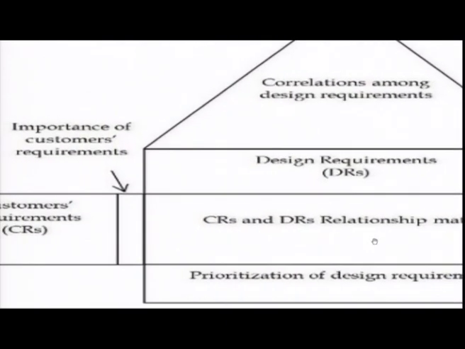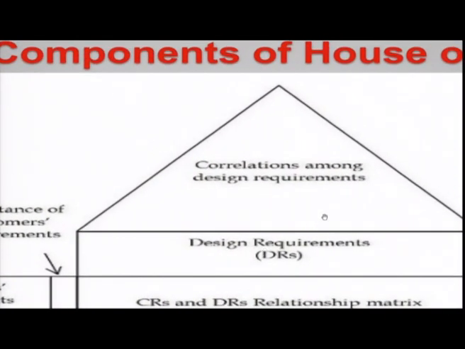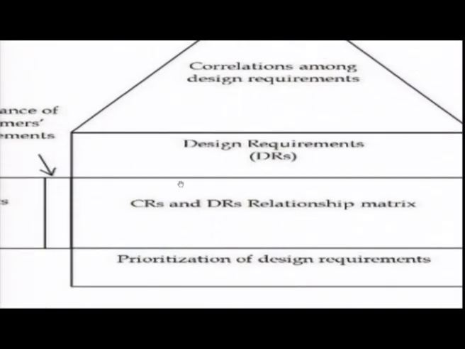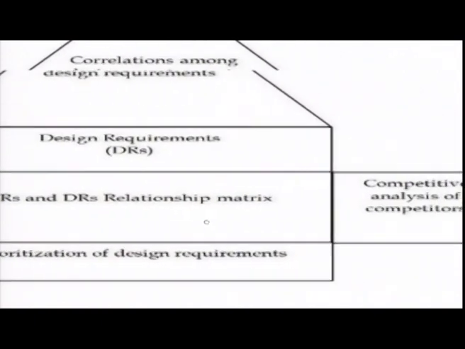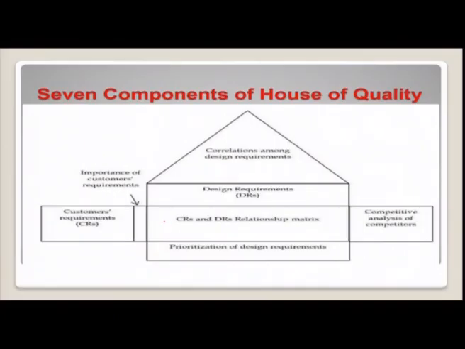I repeat those 7 components again: customer requirements, importance of customer requirements, design requirements, correlation among design requirements, customer requirement and design requirement relationship matrix, prioritization of design requirements, and the competitive analysis of competitors. So this is called the 7 components of the house of quality.